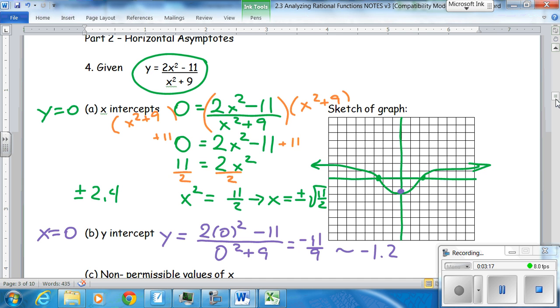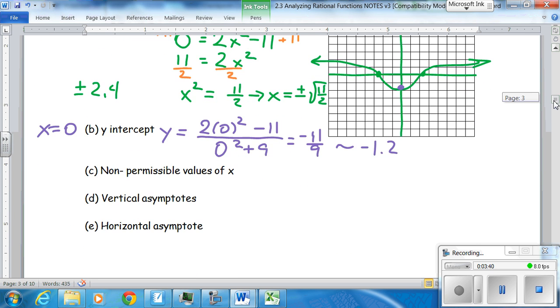So let's look at our non-permissible values of x. From our graph, there are no vertical asymptotes. And double check our denominator: x squared plus 9. That would need the square root of minus 9, and we do not take the square root of a negative number, so there are no non-permissible values of x, no vertical asymptotes.